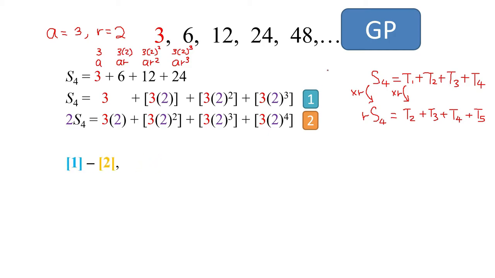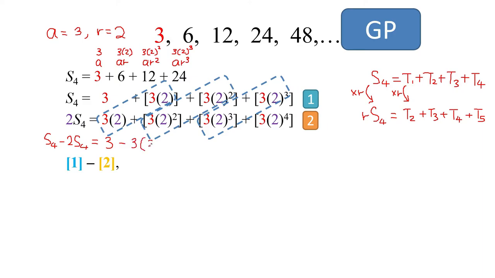Now we want to minus it. Do you notice that these two are the same? Same as these two and same as these two. Try to imagine, if you go and minus it, those will be eliminated. So S4 minus 2S4. 3 still remains 3. 3 times 2, 3 times 2 squared, 3 times 2 cubed, no more. So lastly it is 0 minus 3 times 2 to the power of 4. It will give me minus 3 times 2 to the power of 4. With that, I get S4 minus 2S4 equals 3 minus 3 times 2 to the power of 4.